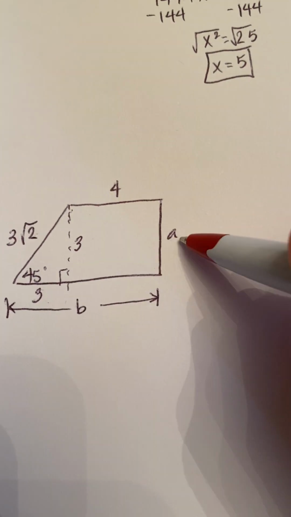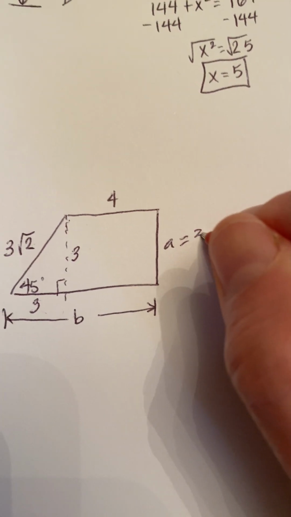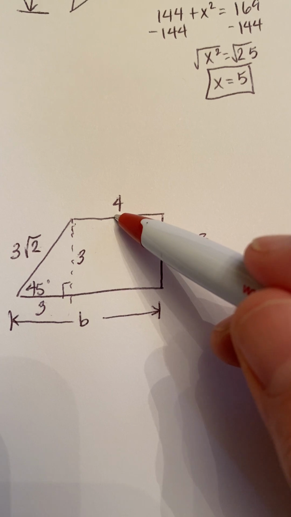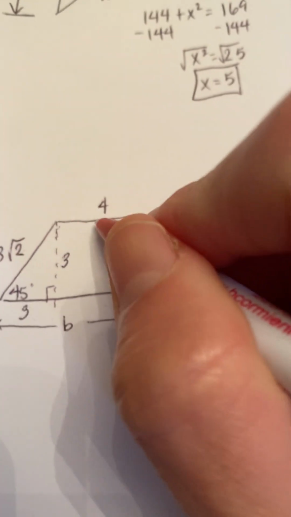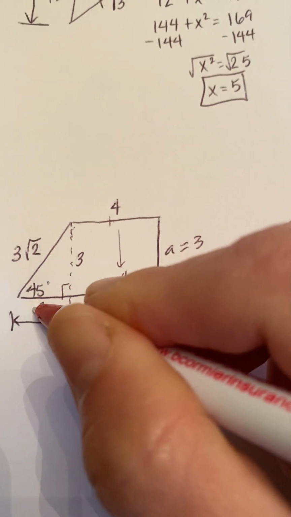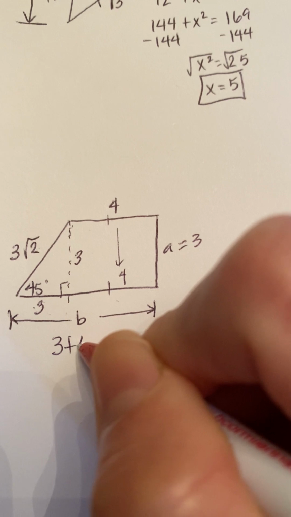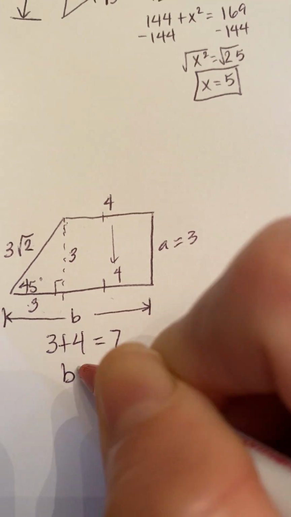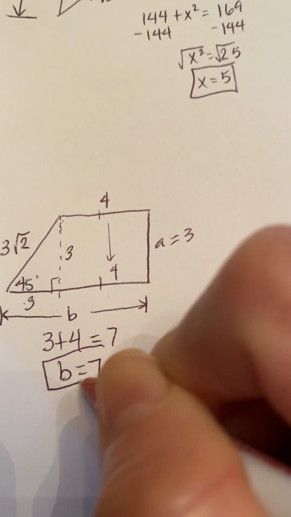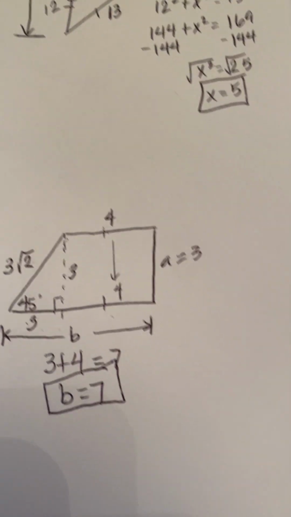So that means that A is 3. And then this piece is going to be the same as this piece. So we're going to mark this the same. We're going to bring this 4 down. And now I have a 3 here and a 4 here. So this is 3 plus 4 gives me 7. So that B equals 7. All right. So that's that one.